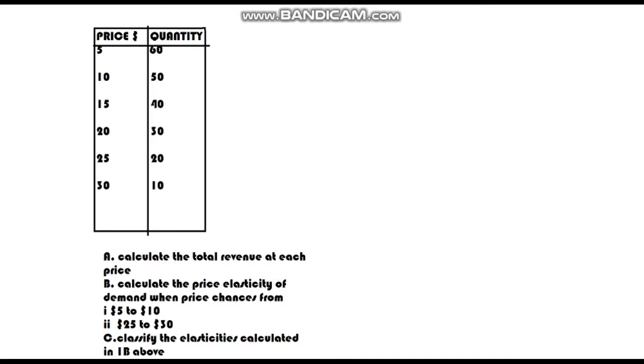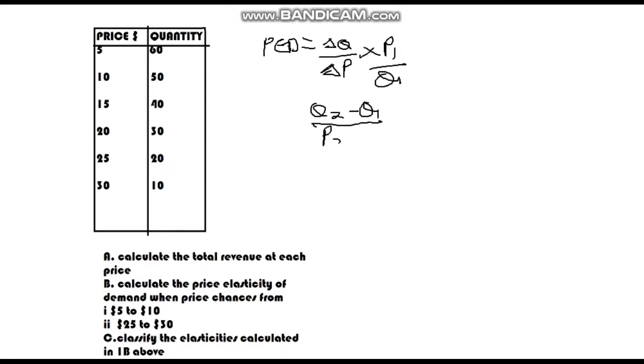So for this question B, the formula for finding price elasticity of demand is equal to the change in quantity divided by the change in price, times the price 1 over the quantity 1. Now the change in Q over change in P can be written as Q2 minus Q1 all over P2 minus P1, times P1 over Q1.